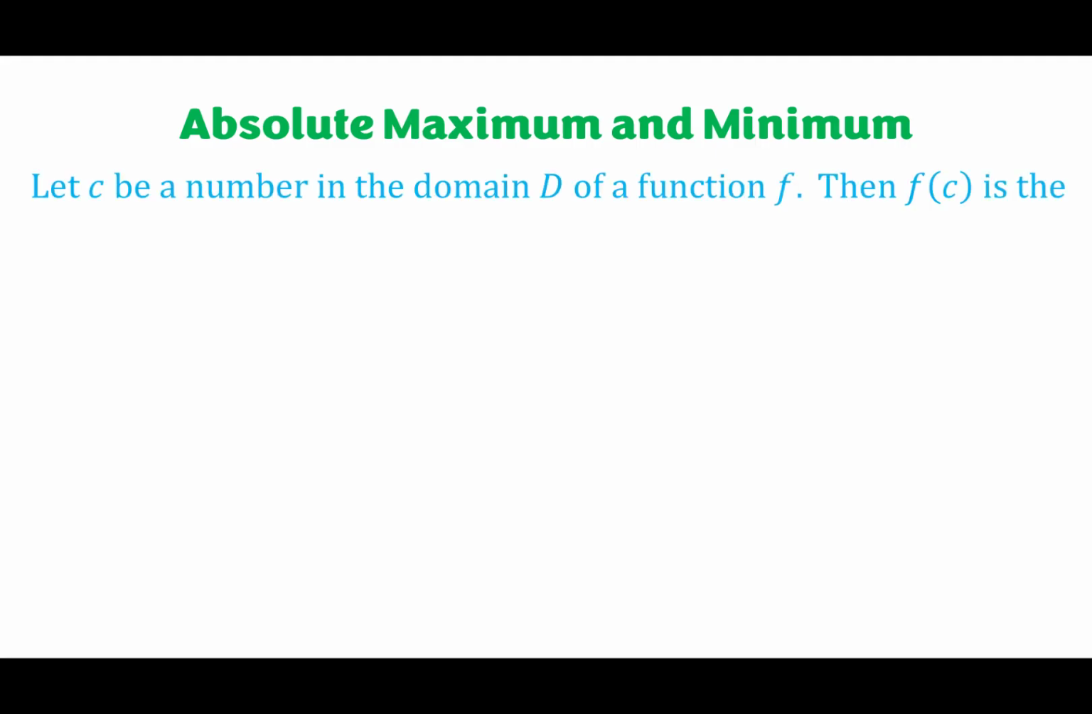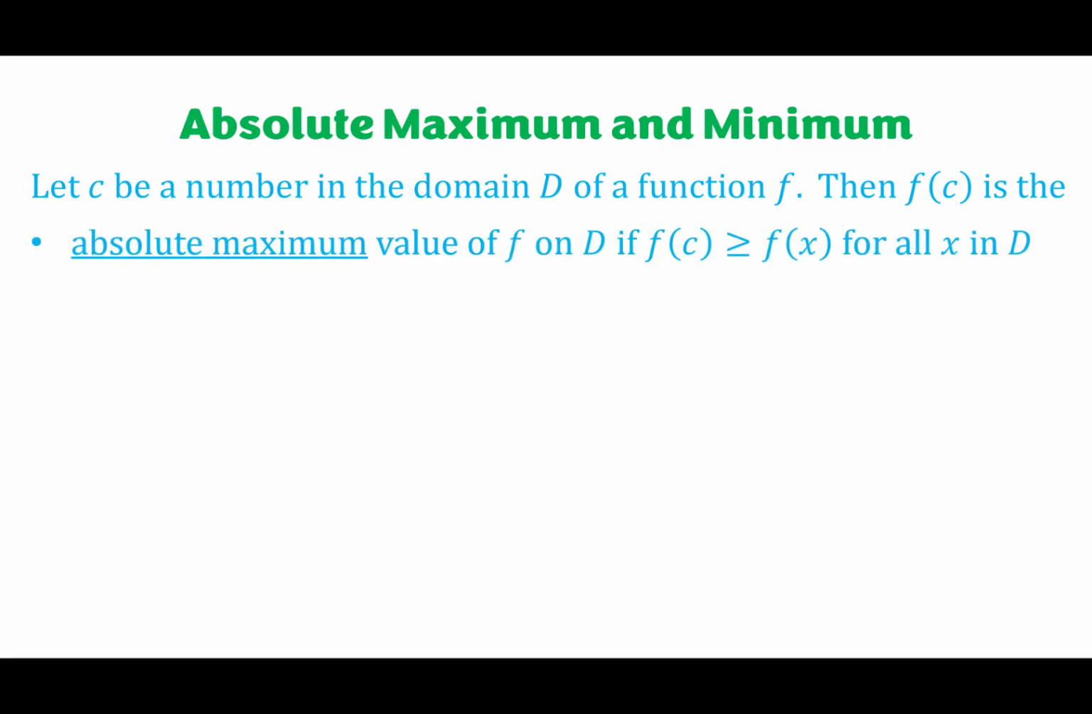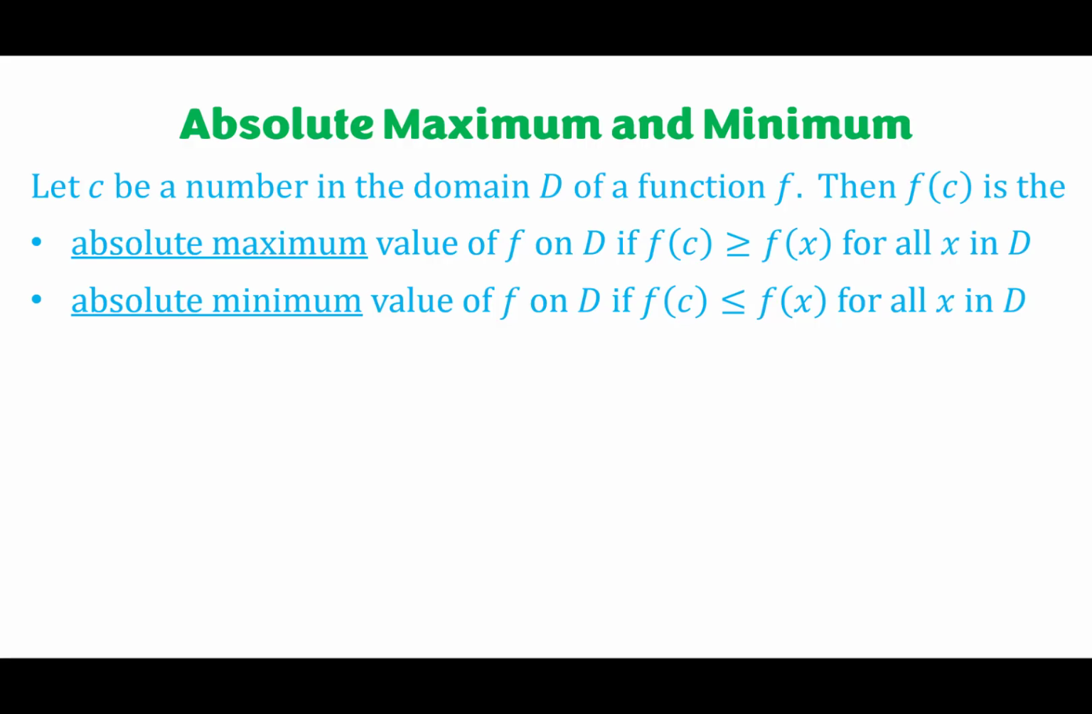So let c be a number in the domain D of a function f. Then f of c is the absolute maximum value of f on D if f of c is greater than or equal to f of x for all x in D. It's saying f evaluated at c is greater than or equal to all function values. f of c is the absolute minimum value of f on D if f of c is less than or equal to f of x for all x in D, right? If f evaluated at c is less than or equal to all of our function values.